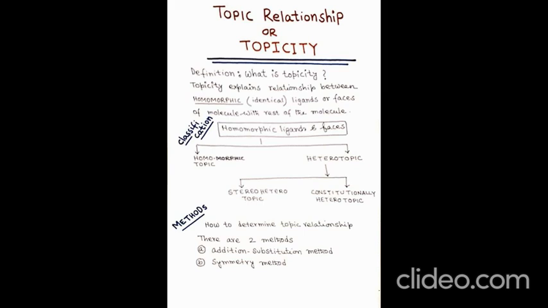Now the question is, in order to understand this relationship under the heading of topicity, how to proceed? How to find out the topic relationship? There are two methods. One is the addition substitution method, which is easy to apply and has less chance of mistakes, and another method is known as the symmetry method.